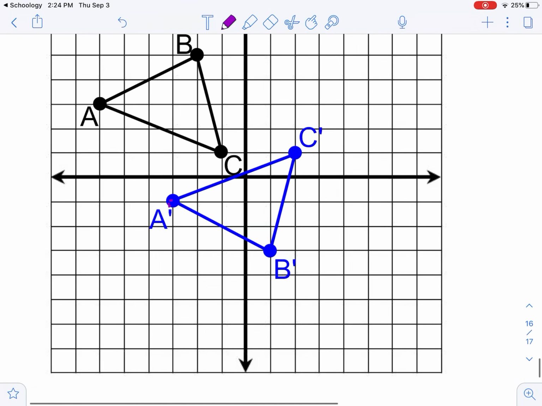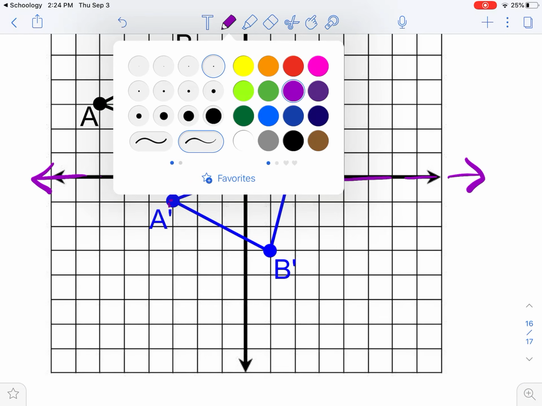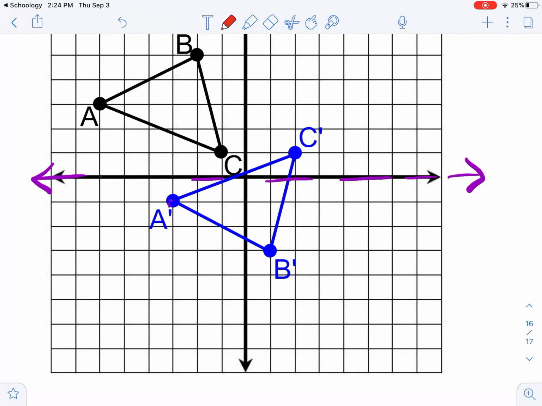Or when I say there's an infinite amount of correct answers, you could have reflected over the line y equals 1, or y equals 2, or y equals -3, or y equals something. I'm picking the x-axis because I find it the easiest. All right, so reflect over that. That's 3, so that's A prime. B, 1, 2, 3, 4, 5. 1, 2, 3, 4, 5. B prime would end up here.